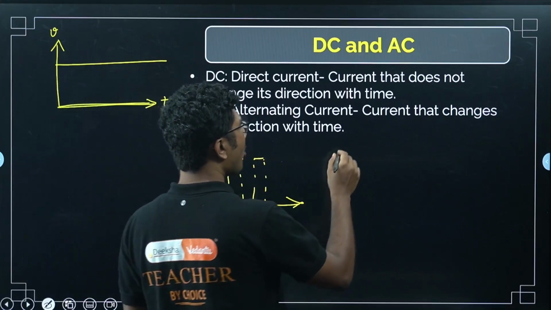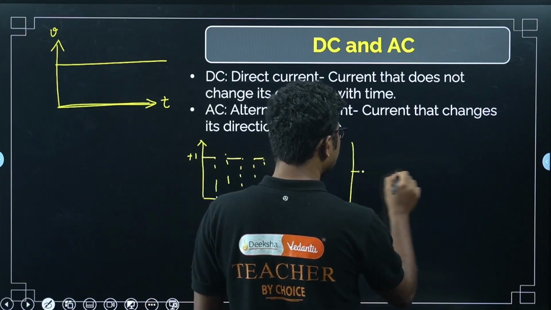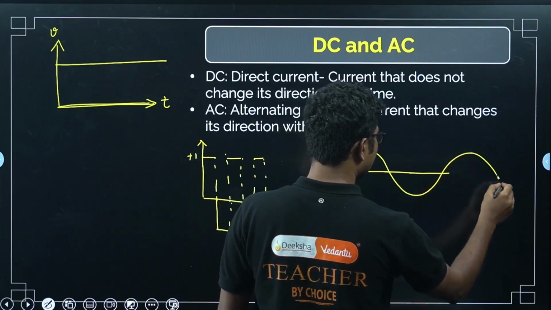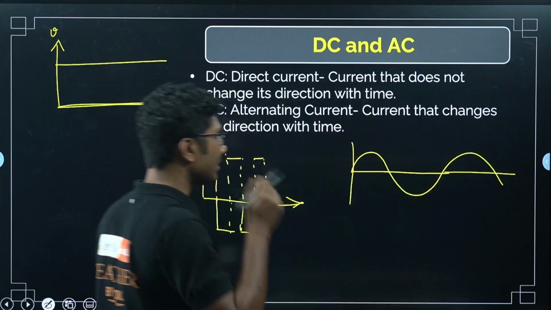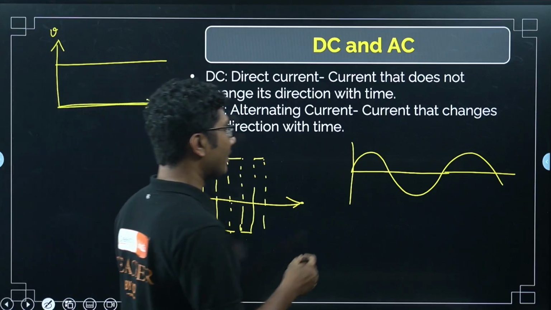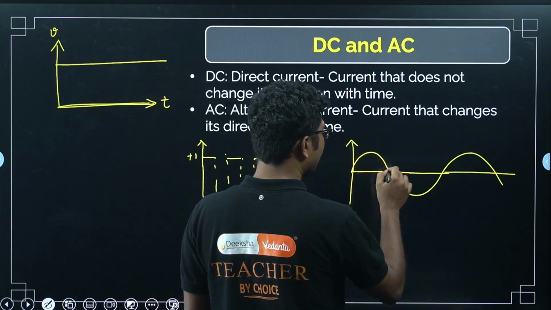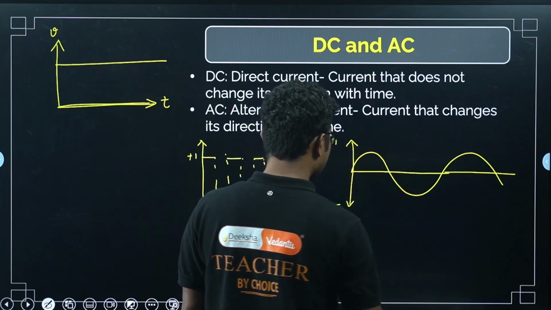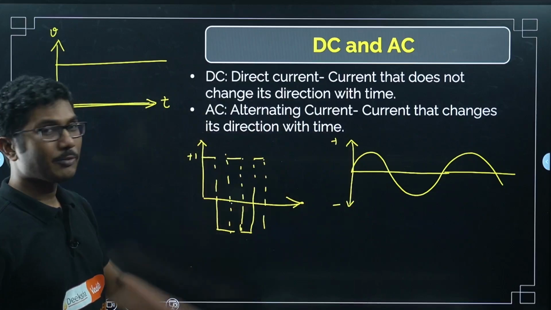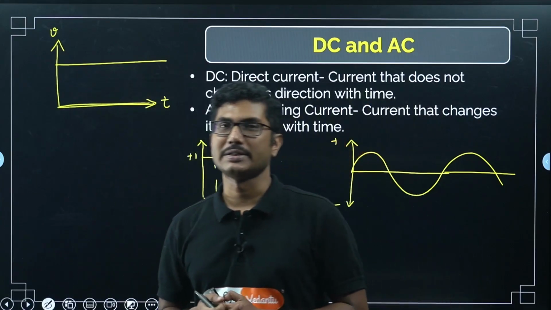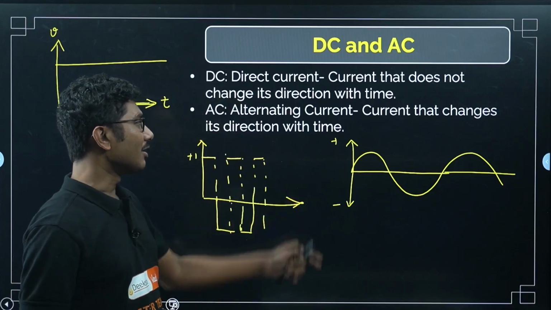But most commonly, AC means this: a sine curve or sinusoidal curve, whatever you say. This is the basic meaning of AC. Some time it is positive, some time it is negative. We know that on the y-axis, up is positive, below is negative. So for some time it is positive, for some time it is negative. That's why this is called AC.